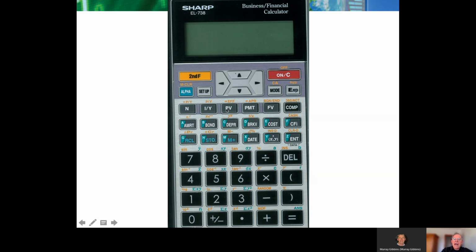If we key that as a positive, it's thinking you are receiving money, positive cash flow. Therefore, the answer it wants to give you is a negative cash flow. You need to pay back this amount. So if you try to make that a positive and that a positive and go compute I, it's going to say error. So just make sure these have opposite signs. It doesn't matter which one's positive and which one's negative, as long as one of them is positive and one of them is negative, you'll get the right answer.